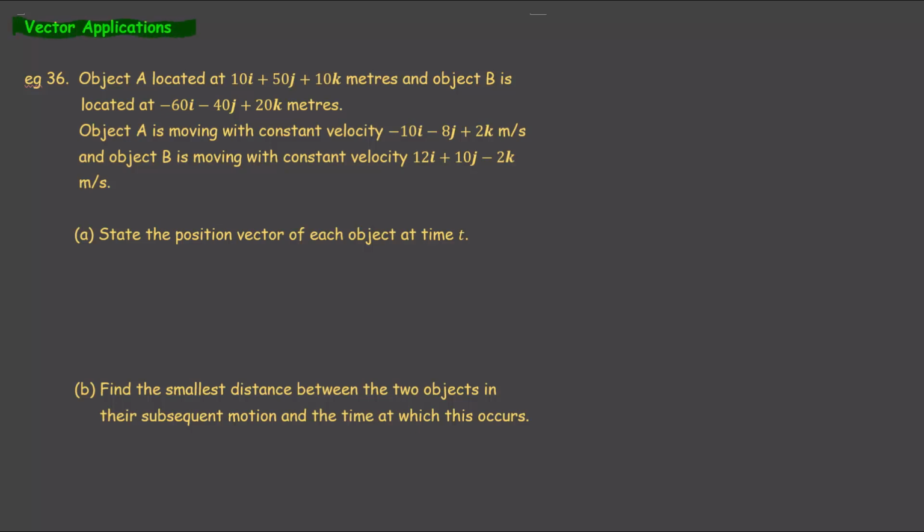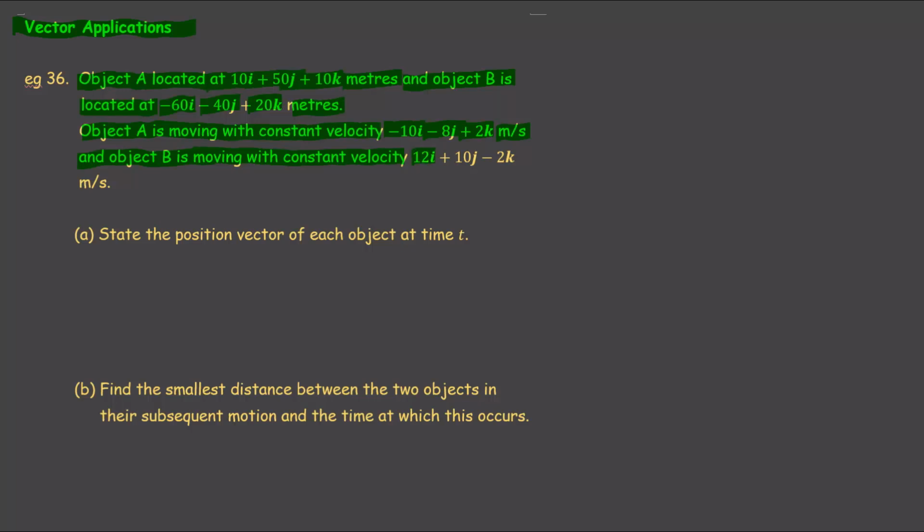Vector applications. There's nothing actually new in this example, it's all using stuff that we've done before. So object A is located at 10i plus 50j plus 10k meters, and object B is located at negative 60i minus 40j plus 20k meters. Object A is moving with a constant velocity of negative 10i minus 8j plus 2k meters per second, and object B is moving with a constant velocity of 12i plus 10j minus 2k meters per second. State the position vector of each object at time t.